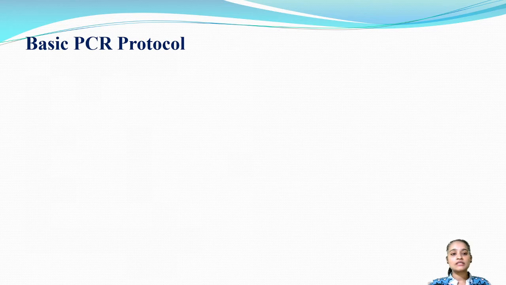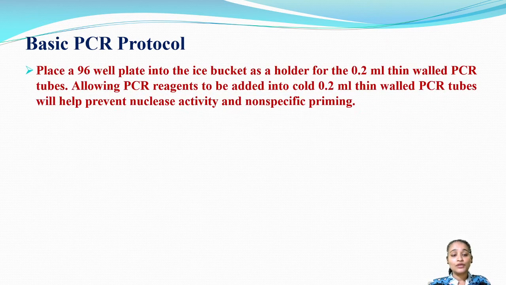So now let us see what is the basic PCR protocol. You need to place a 96 well plate into the ice bucket as a holder for 0.2 ml thin walled PCR tubes. The PCR tubes are very small, that is 0.2 to 0.5 ml. It allows the PCR reagents to be added into the cold 0.2 ml thin walled PCR tubes. It will help prevent nuclease activity and non-specific priming. So this is the main reason that you have to carry your PCR reaction in your cold ice bucket, to prevent the nuclease activity and non-specific priming, as I have already mentioned.